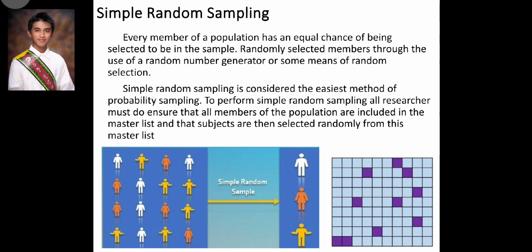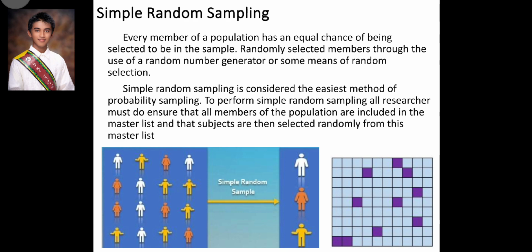To perform simple random sampling, all researchers must ensure that all members of the population are included in the master list, and that subjects are then selected randomly from this master list. So in the simple random sampling method or probability sampling, there is one population, and in that population, the researcher selects randomly or without any precise background of their respondents.